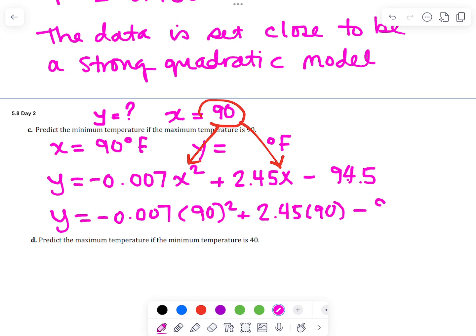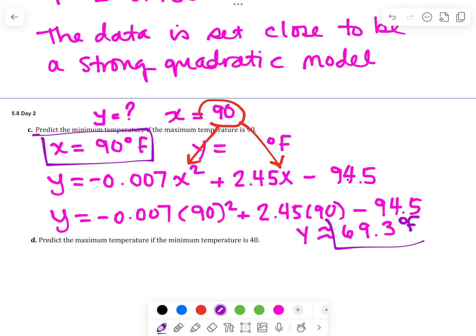Then we use our calculator to simplify that, and we get our y to be about 69.3. So to predict the minimum temperature, if the maximum temperature was 90 degrees, the minimum would be 69.3. This would be the minimum temp on that day.